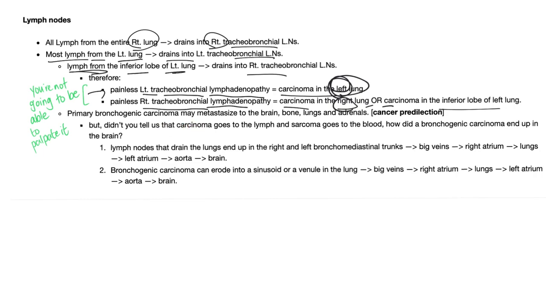Didn't you tell us, like Medicosis, that carcinoma goes to the lymph and sarcoma goes to the blood? So this is a bronchogenic carcinoma. It should only go to the lymph. All right, sweetheart. So lymph nodes that drain the lung, where do they eventually go? They go to the big veins, right atrium, lung, left atrium, aorta, brain. So they can eventually end in the blood. Also, the bronchogenic carcinoma can erode into a sinusoid or a venule in the lung. Big veins, right atrium, lung, left atrium, aorta, brain.